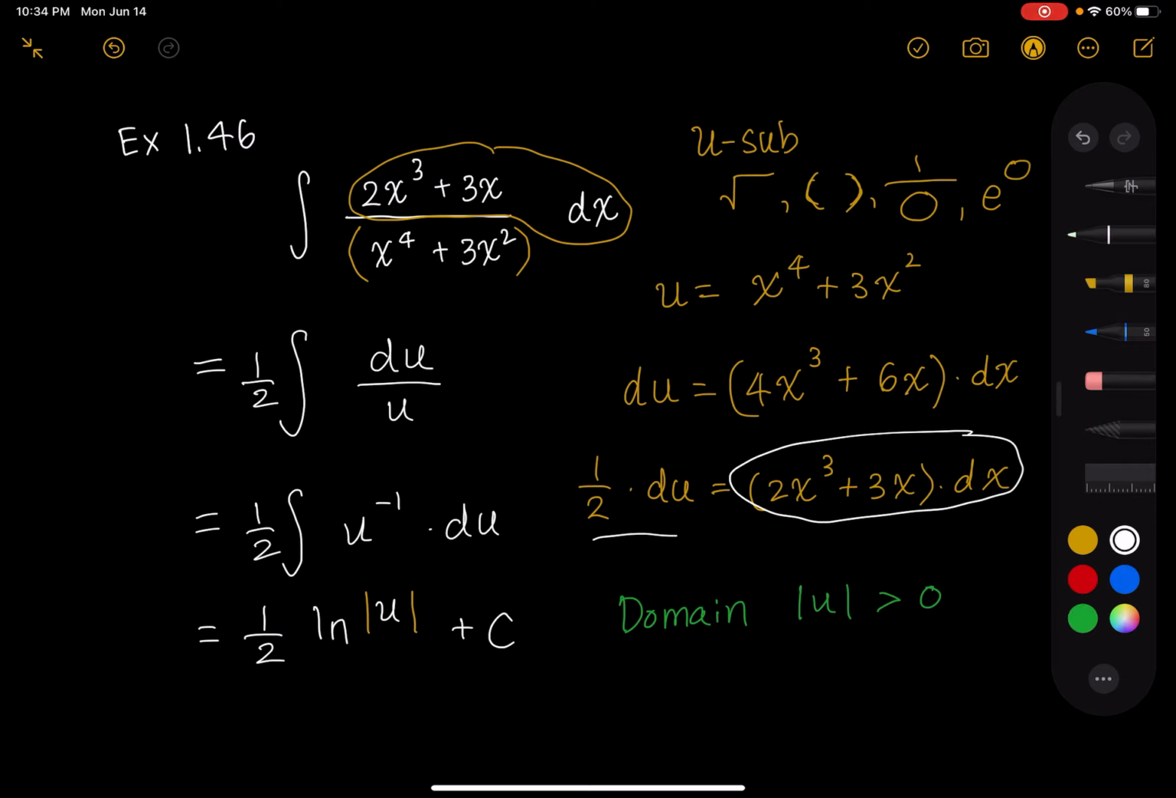So now we just change u back to x, so 1/2 ln of, and you have to keep the absolute value sign, ln of absolute value of x to the 4th power plus 3x squared plus c.